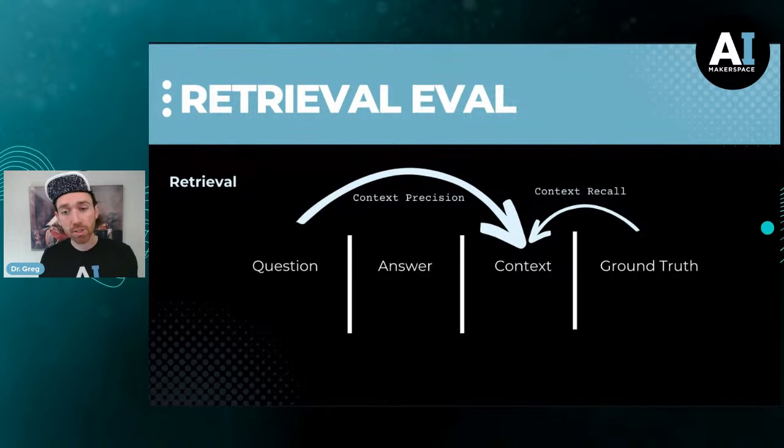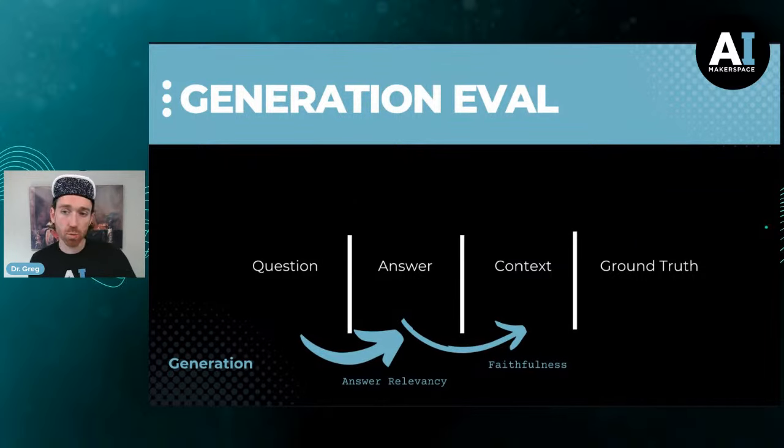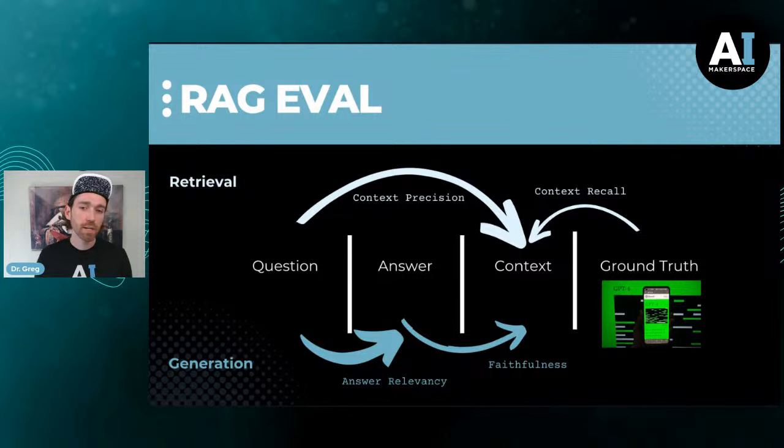On the generation side, we have 2 metrics as well. The first is answer relevancy, which asks the question, how relevant is the answer to our initial query? And finally, faithfulness tries to address the problem of hallucinations and asks, is the answer fact checkable from the context, or is this a hallucination? So the 4 primary metrics in the RAGAS framework are these 4, 2 for retrieval, 2 for generation.